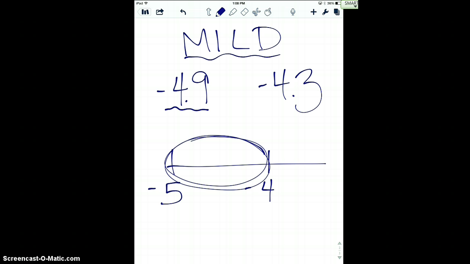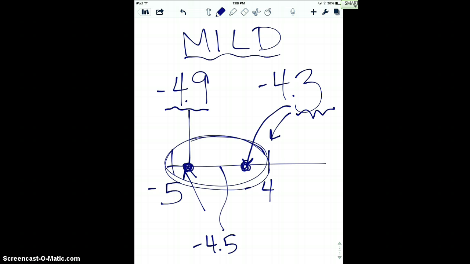So let's figure this out. So -4.9. Well, -4.9, that's super close to -5. So I would say -4.9 is about right there. And -4.3, well, that's getting closer to -4. But it's still over it, so I'd say it's about right there. Because -4.5 is in the middle somewhere. So -4.3 would be here, -4.9 would be here.